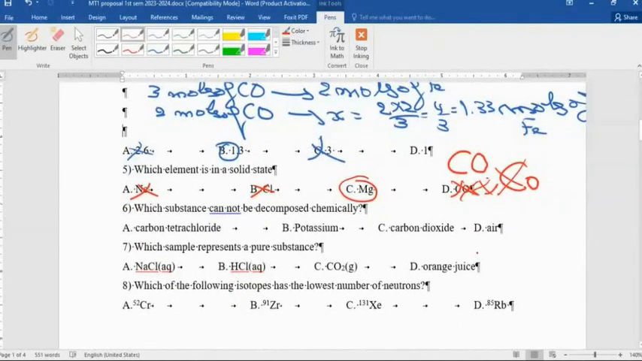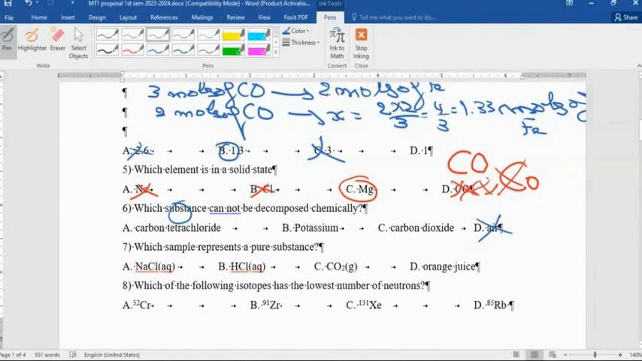Next: which substance cannot be decomposed chemically? Bismillah ar-Rahman ar-Rahim. By definition, you see here he helped me, he guided me. He told me here "substance". If I remember chapter number 1, matter is divided into families, pure substances and mixtures. So here he asked me substance. Air is a mixture, so this one is completely wrong.